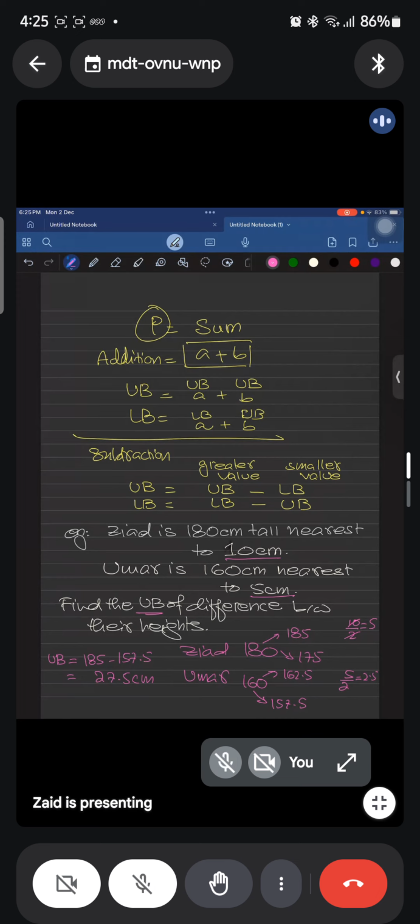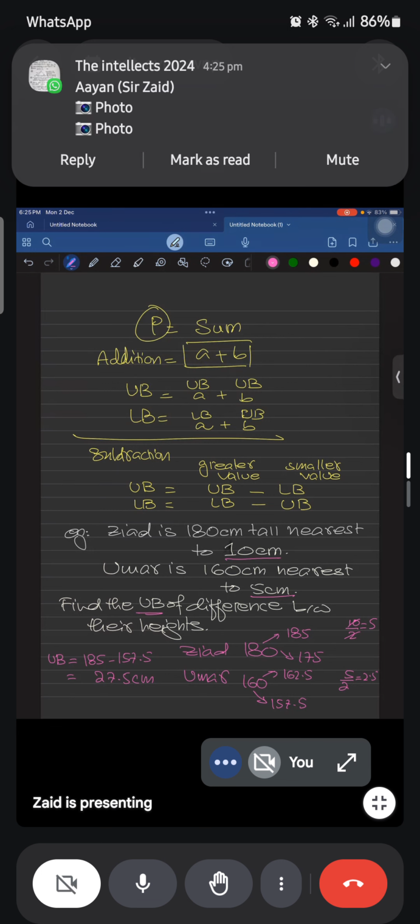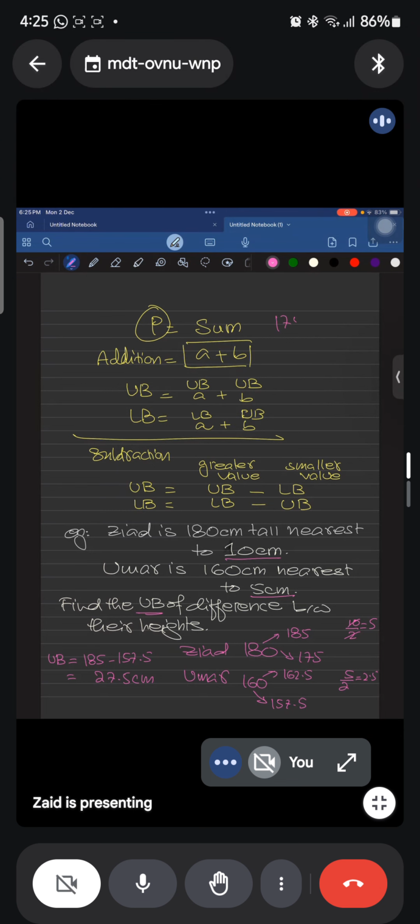I hope this is all clear. Now I'm supposed to find the lower bound of their difference. So I'm going to take the lower bound of Ziad's height, that is 175, and Umar's upper bound, 162.5. So I'm going to get a smaller value of the difference. 175 take away 162.5 gives me 12.5. So this is the lower bound of the difference. Getting or not?